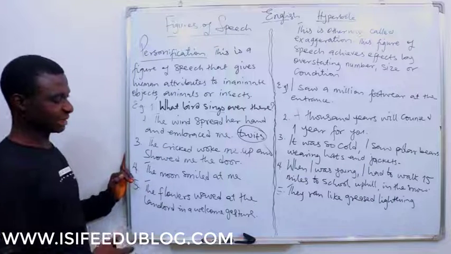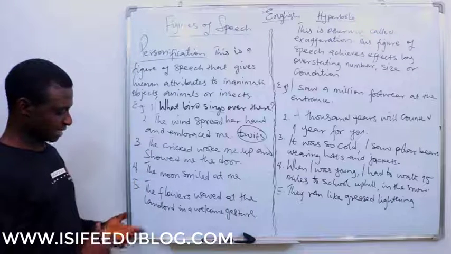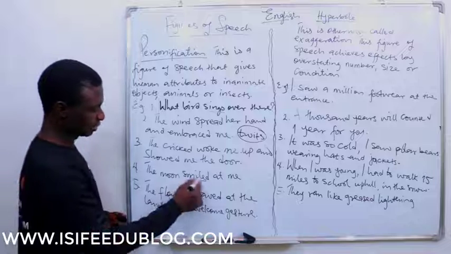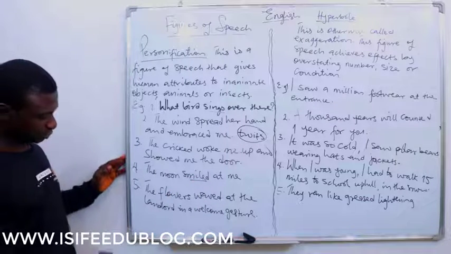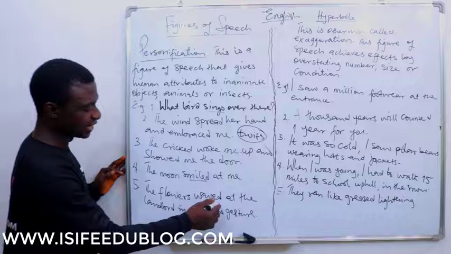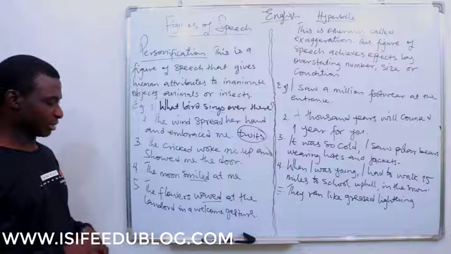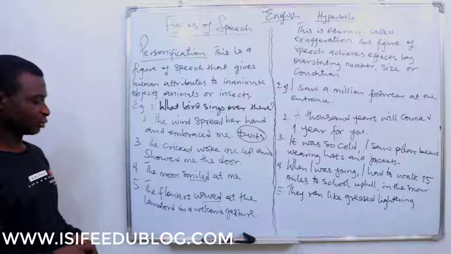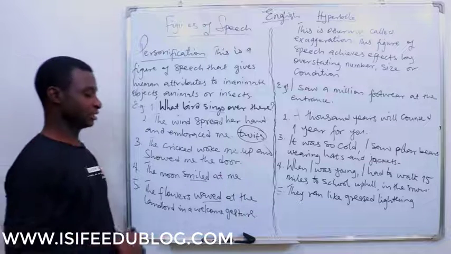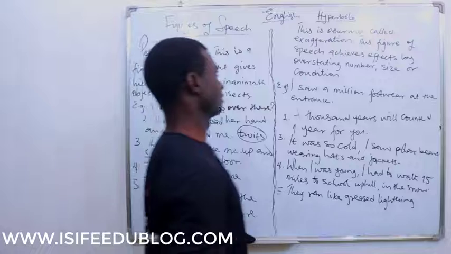The moon smiled at me. Another example, giving the attribute smile to the moon. The flies waved at the landlord in a welcome gesture.